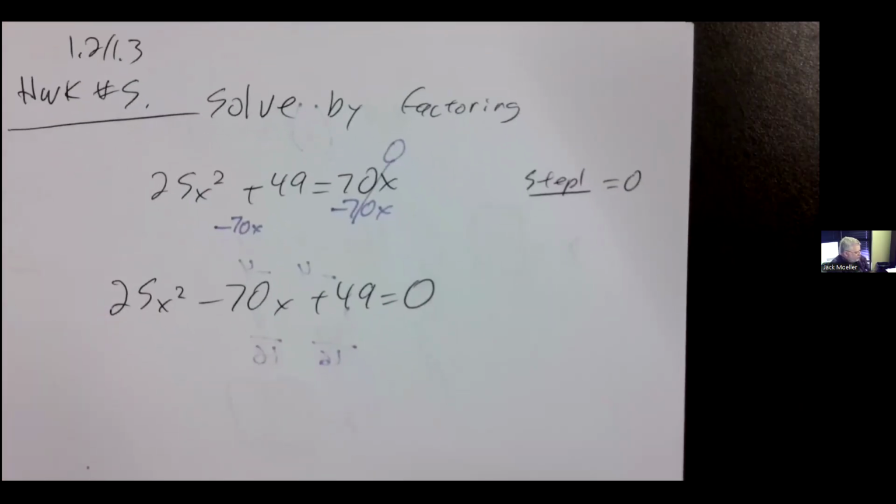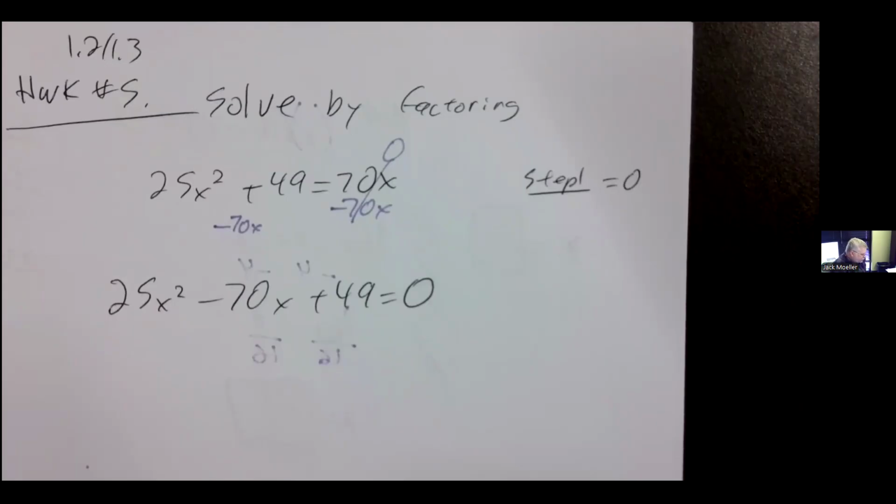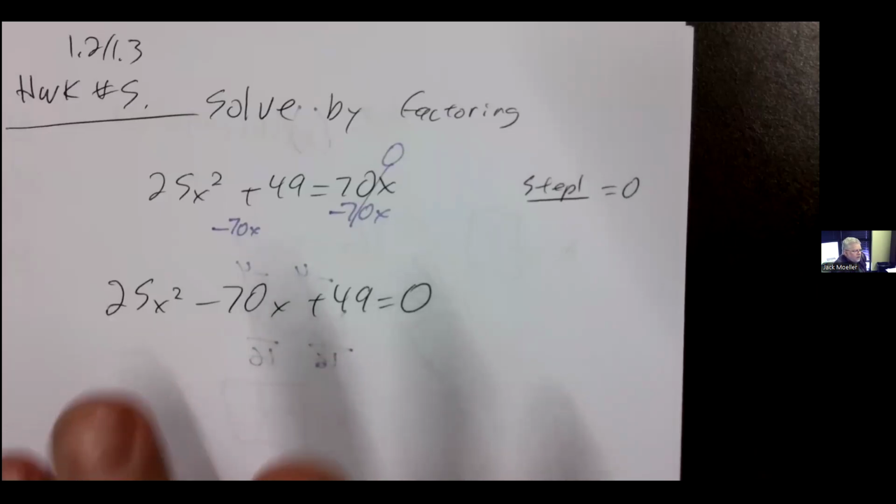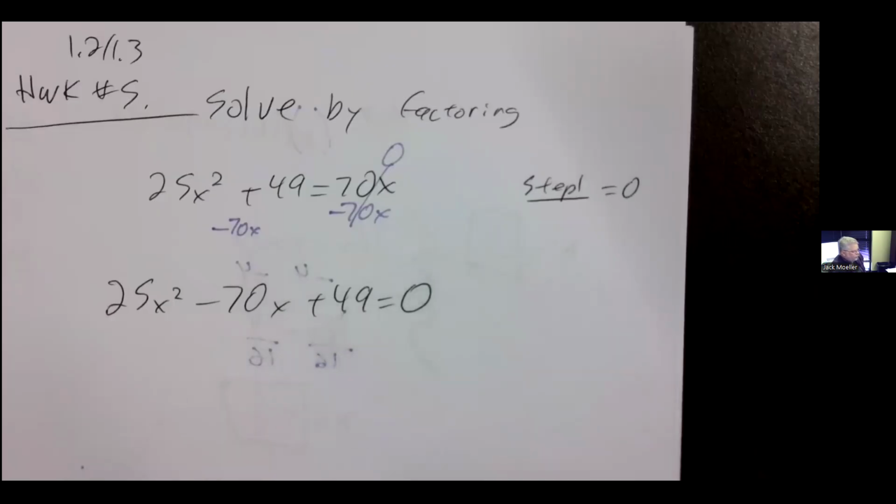All right. So now, how do we factor this? We'll always look for a GCF. The 25 and the 70 both have a 5, but the 49 is 7 times 7. 7 goes into 70, but it doesn't go into 25, so there's no GCF. So this means it's just a trinomial. So it's either reverse FOIL or AC method.